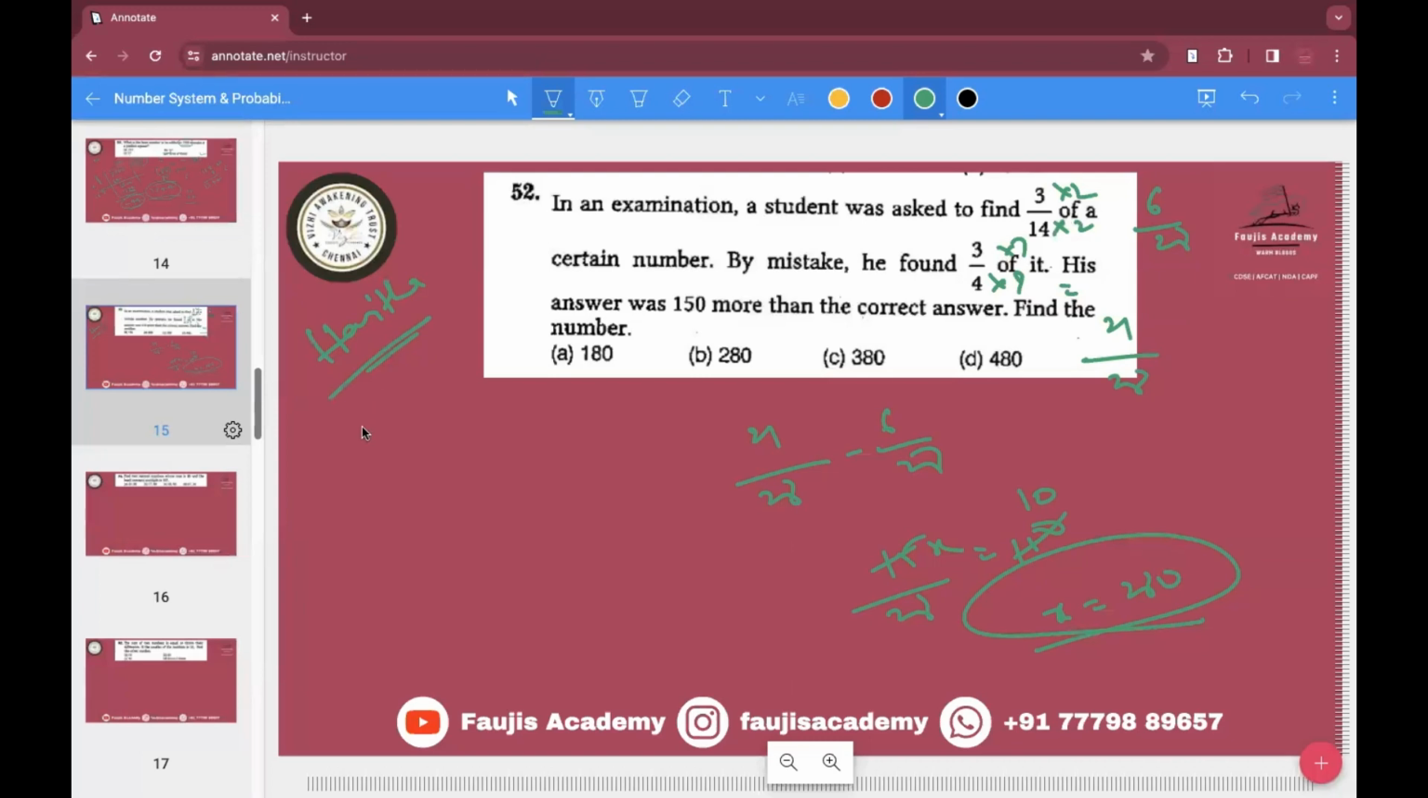He was asked to find 3 by 14, and he found 3 by 14. And we know the difference is 150. Every one of us knows it. Then you reduced it to find this. Did you match the denominator? No, sir. If you match the denominator, it will look something like this. He was supposed to find 6 by 28. He found 21 by 28.